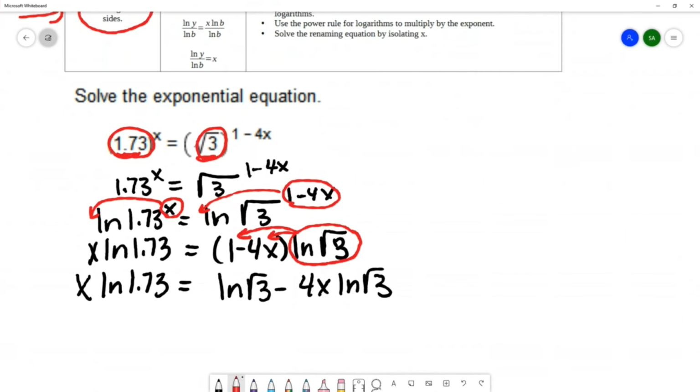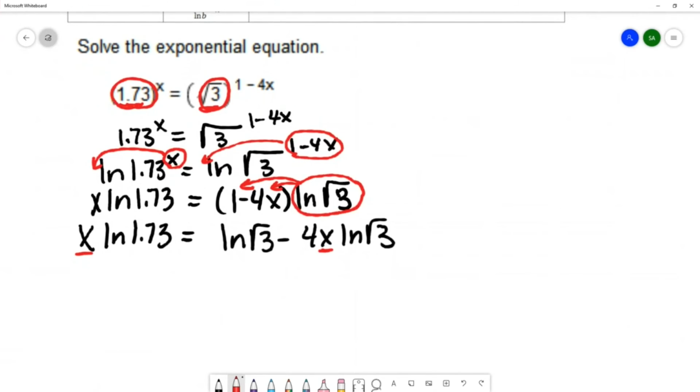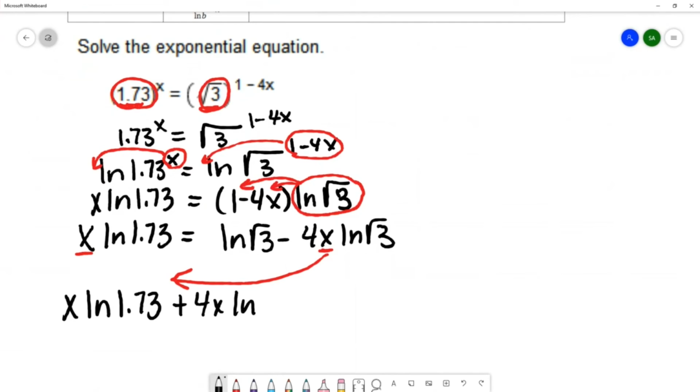The next thing I want to do is to try to solve for x. I've got x in two terms. I want to move those terms to the same side of the equation, so I'll move that over here so that the x's are on the same side. That gives x natural log of 1.73 plus 4x natural log square root of 3 equals natural log square root of 3.